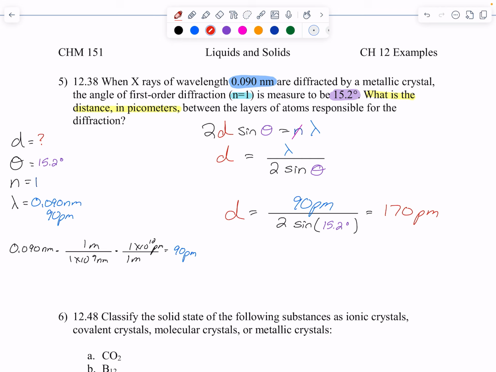But that's how we do the Bragg equation in Chem 2. We're not going to dive much into it, but that's about it. That's a nice example.